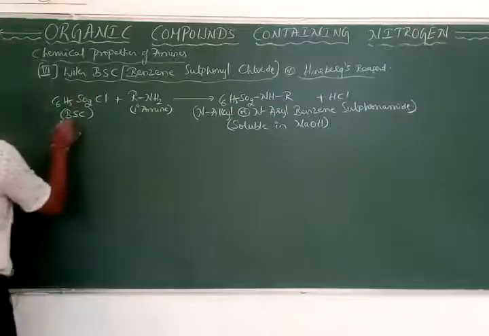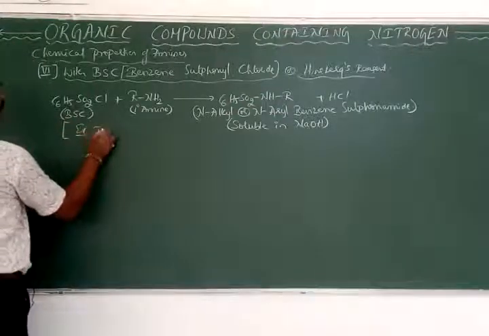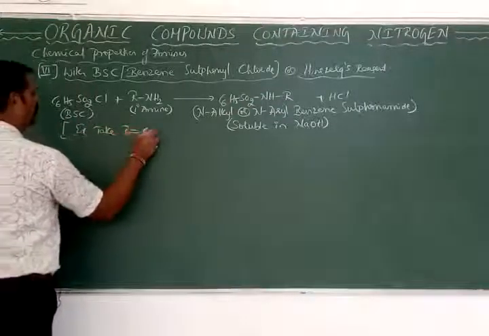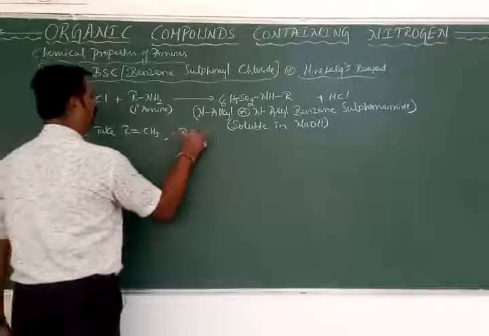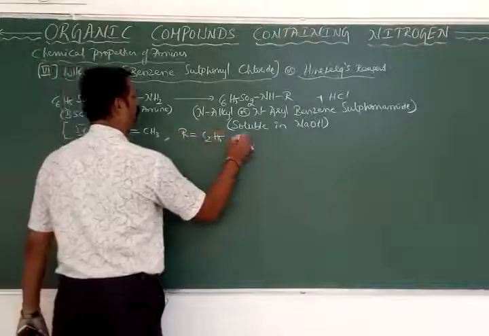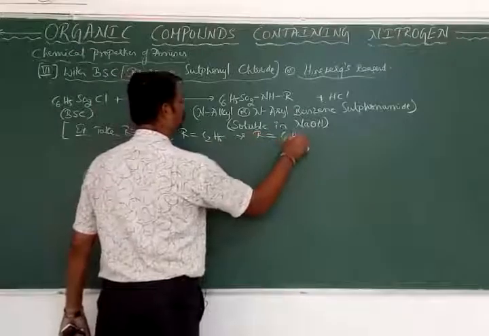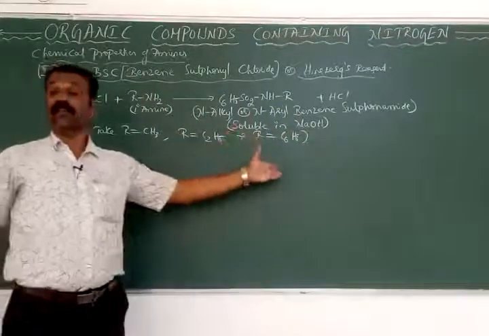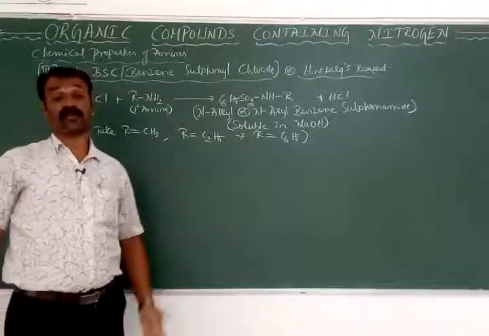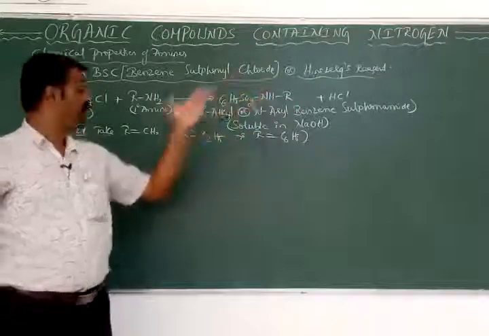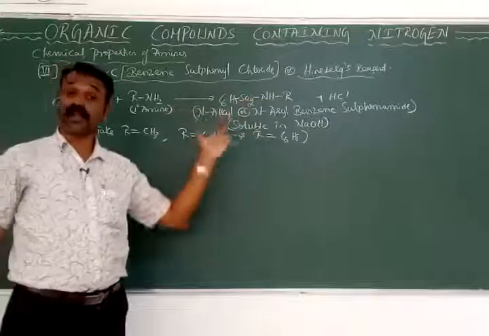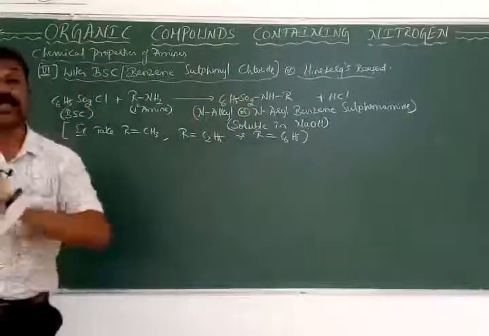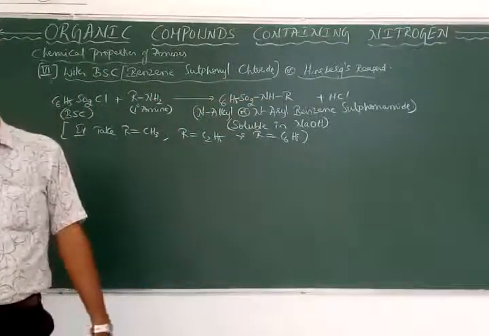Take an example: R is equal to CH3, R is equal to C2H5 and R is equal to C6H5. Methylamine, ethylamine and then the phenylamine called aniline. What are the products? N-methyl benzene sulfonamide, N-ethyl benzene sulfonamide and N-phenyl benzene sulfonamide. All these are soluble in which one? NaOH.